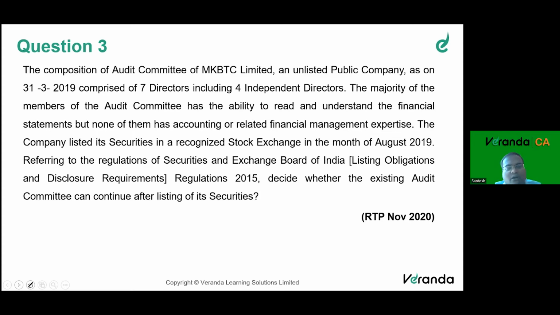The composition of the audit committee of MKBTC Limited, an unlisted public company, as on 31st of March 2019, comprised of 7 directors, including 4 independent directors. So if you see broadly from a composition point of view, they look fine. 50% is independent directors, well and good.